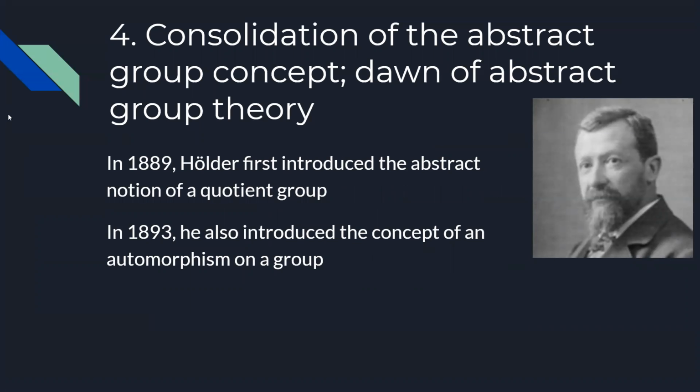In 1889, Hölder first introduced the abstract notion of a quotient group, and then in 1893, he also introduced the concept of an automorphism on a group. And again, this is super interesting to me because these are all things we've talked about in class this semester.